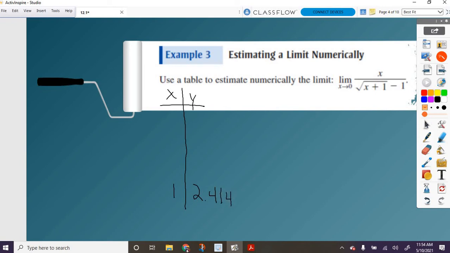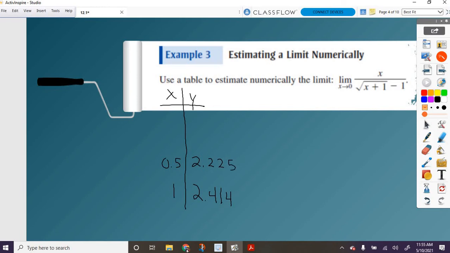No, remember we said arbitrarily close, so we can get as close as we want. Can we get closer to 0 than 1? Yes. What's a number that's closer to 0 than 1? 0.5. Sure. What do I get when I plug in 0.5? 2.225. Okay, can I get closer than that?